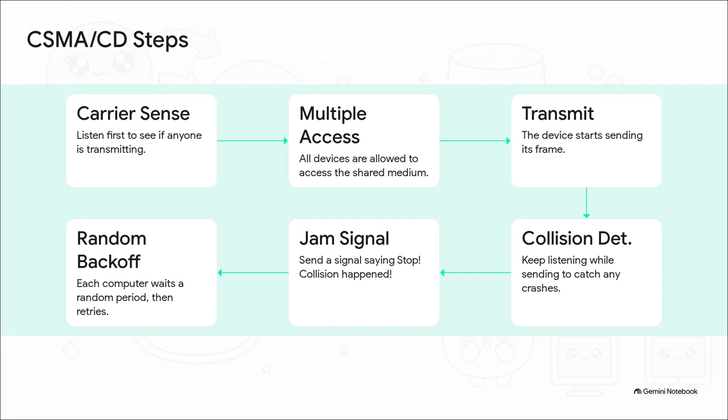To prevent crashing into each other again, PCA might randomly wait 2 milliseconds, while PCB randomly waits 5 milliseconds. The one with the shorter wait time gets to go first on the retry. It is just an incredibly elegant solution to that half-duplex chaos.